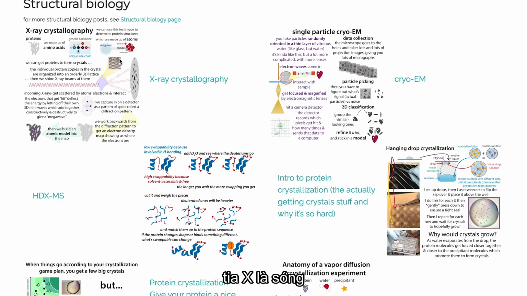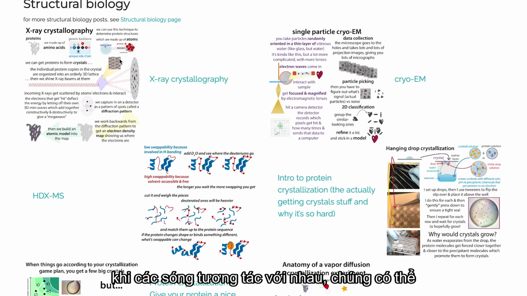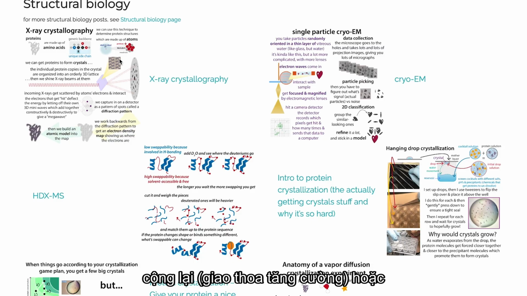So these X-rays are waves, and when waves interact with one another, they can either add up, so you get constructive interference, or they can cancel each other out, destructive interference. Kind of like how if you dropped golf balls in water, you get those ripples, and then you have those high ripples and the low parts.